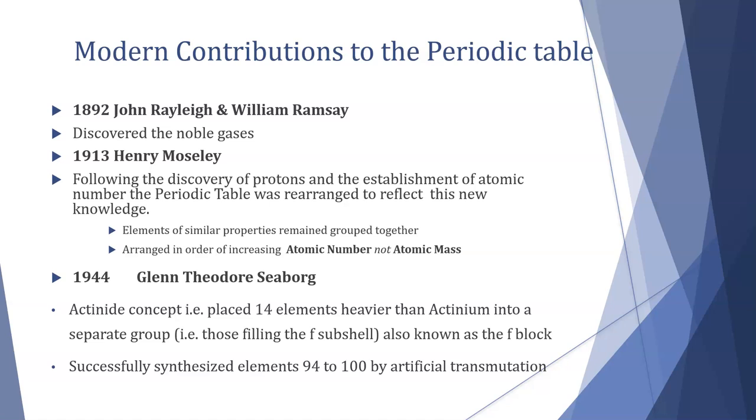In 1944, Glenn Seaborg added in our actinides. So the 14 elements that are heavier than actinium go into a separate group. These are the actinides, and they are filling the f subshell. So they fill our f block. He then successfully managed to synthesize elements 94 to 100 by artificial transmutation. This is by combining elements together, colliding protons and neutrons together in order to make larger nuclei. So everything post 93 is an artificially created element.